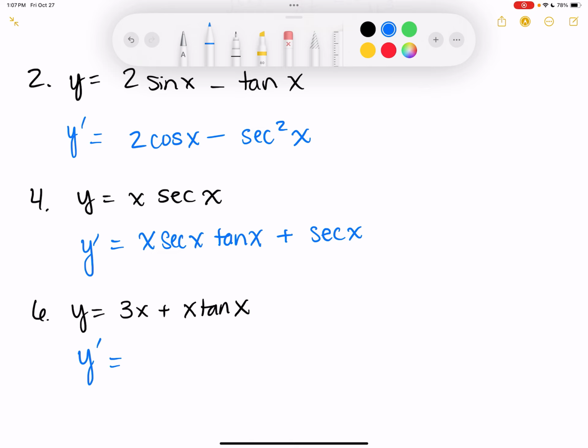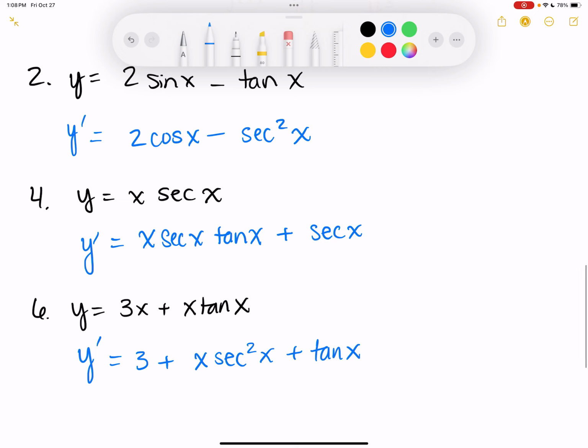So for 3 plus... All right. So what is it? Okay. I got this. X times secant squared of x. Plus secant. Wait. No. Plus tangent of x. You're done with this problem.